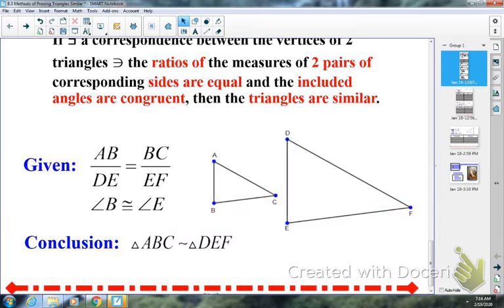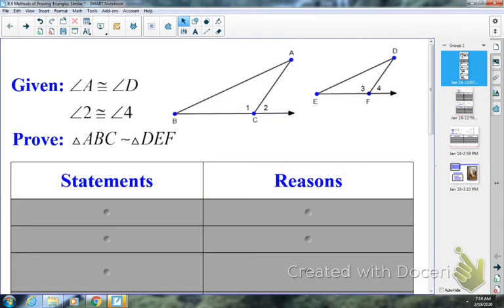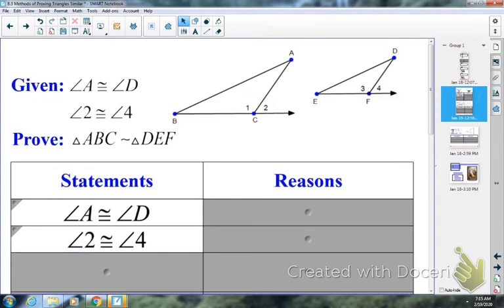So if we take a look at a few proofs to kind of get us going here. Okay, so on this next one, it says angle A is congruent to angle D, and angle 2 is congruent to angle 4, both given information. So angle A and angle D are congruent. That is one pair of congruent angles. But again, we need two to prove the triangles are similar. Notice 2 and 4 are exterior angles, so they're not going to directly help us.